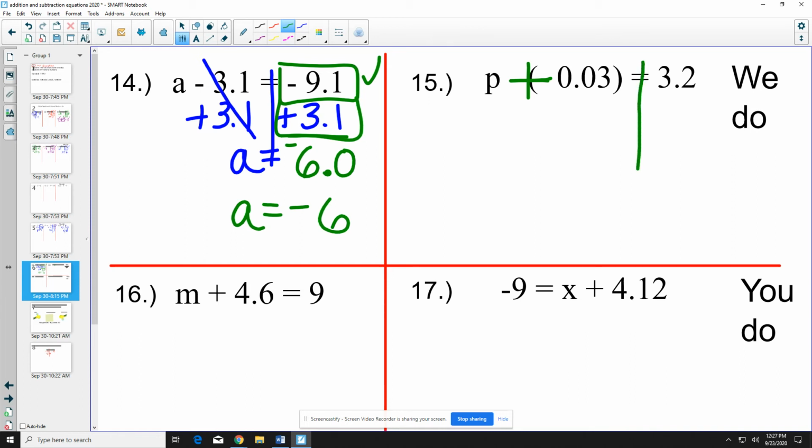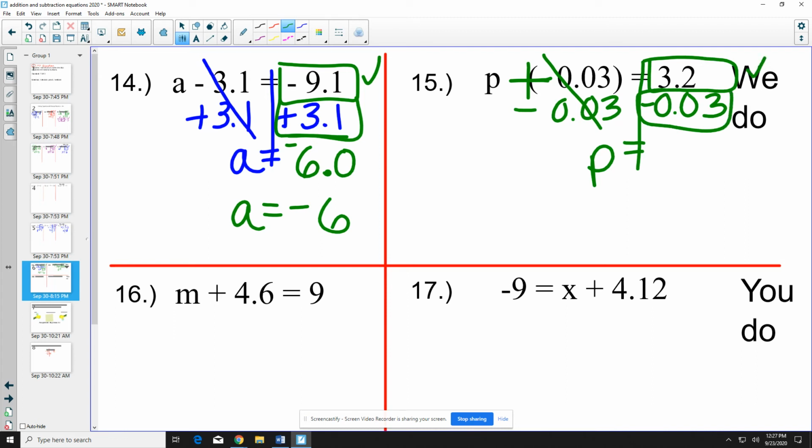Go ahead and draw a line to separate the left and the right side. Look at the side with the variable. The variable's P. It says plus 0.03. So the opposite of adding 0.03 is subtracting 0.03. So you want to put a minus 0.03 on each side, because positive and negative 0.03 cancel. Bring down your P, bring down the equals, and then here you can still box and check.